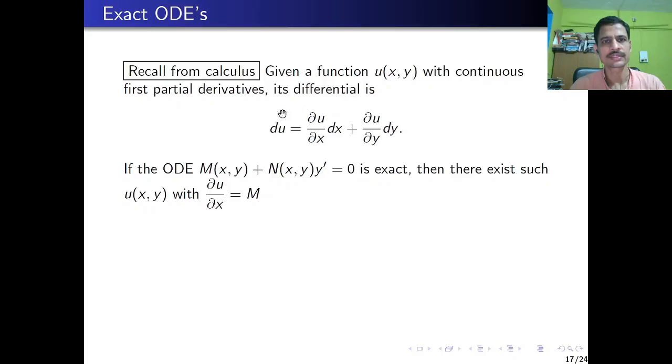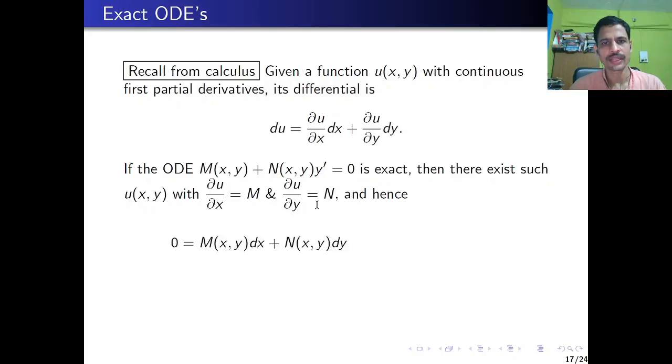So this is called the differential. We have learnt this in a calculus course. The function u is on two variables and it has continuous first partial derivatives. Now if an ordinary differential equation M(x,y) + N(x,y) y' = 0 is exact, then there exists such a u on two variables x, y such that ∂u/∂x is M and ∂u/∂y is N, that we have just now learned in the previous slide.